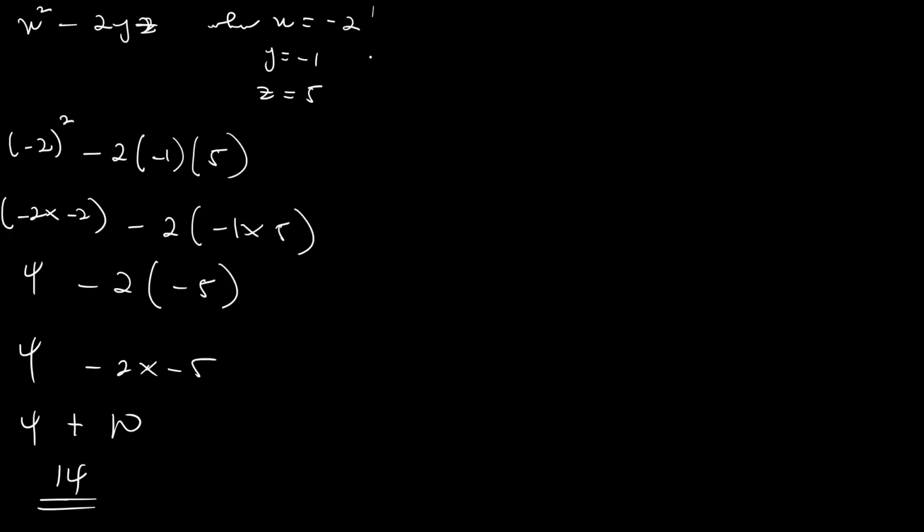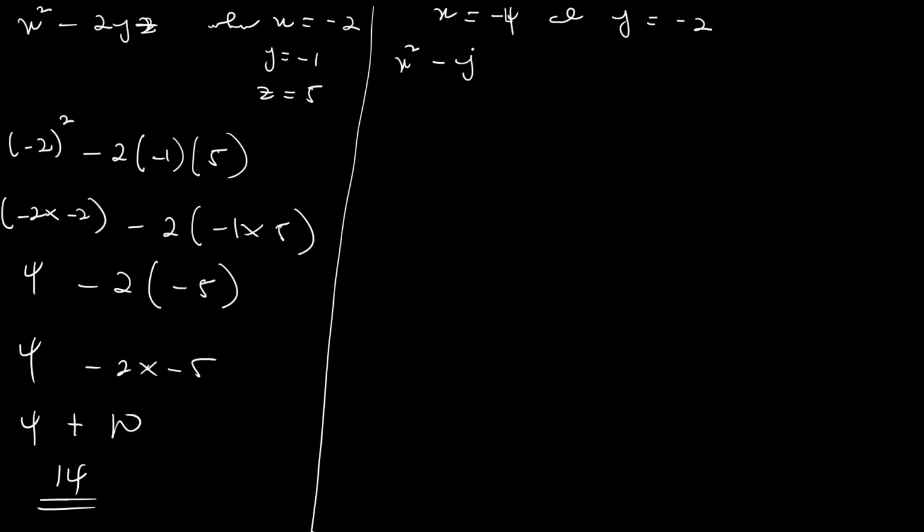Another example. We have been given x equals minus 4 and y equals minus 2. We have to find x squared minus y squared. So our x is minus 4 squared minus our y, which is minus 2 squared. This is the same thing as minus 4 times minus 4 minus minus 2 times minus 2. So minus 4 times minus 4 gives us positive 16.